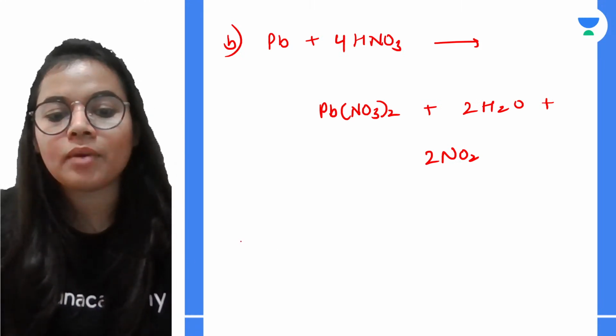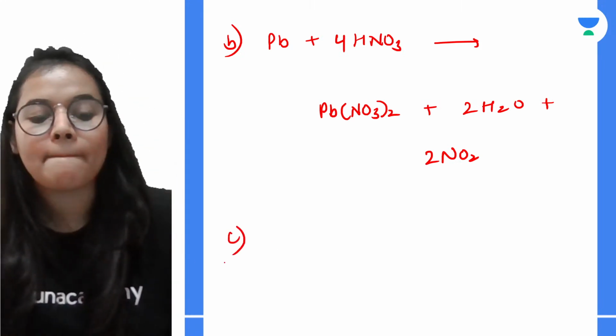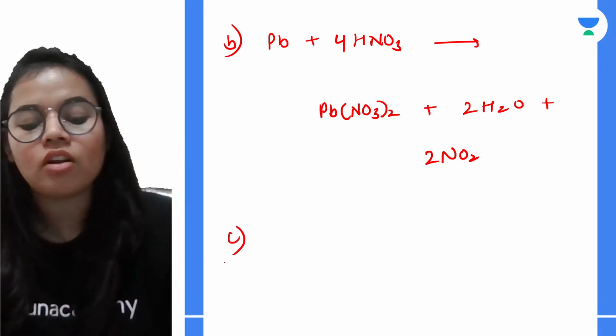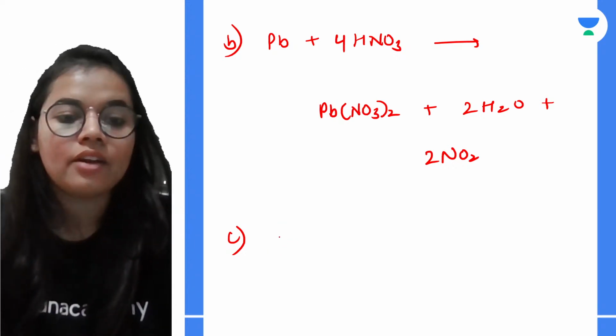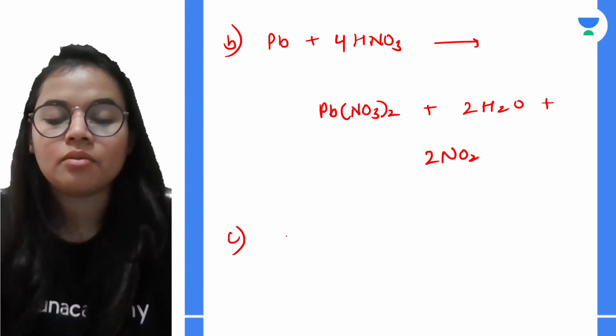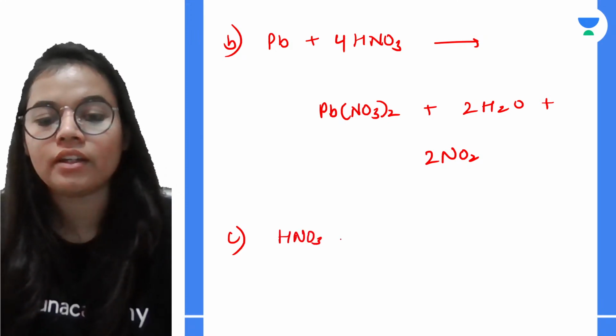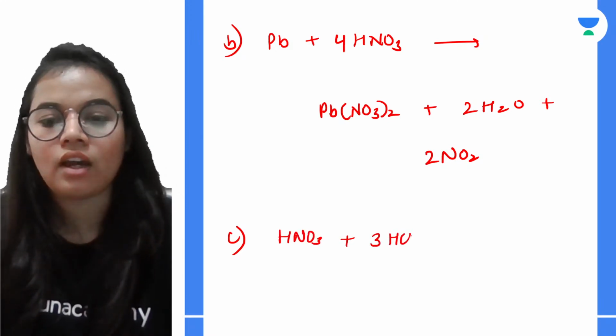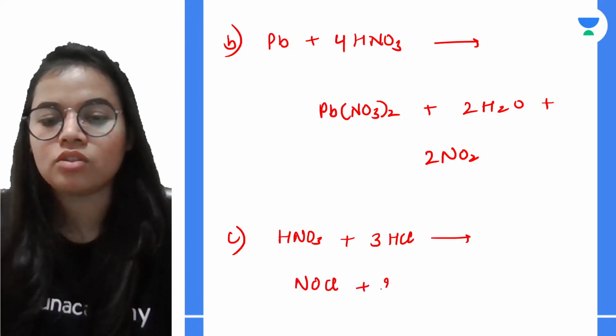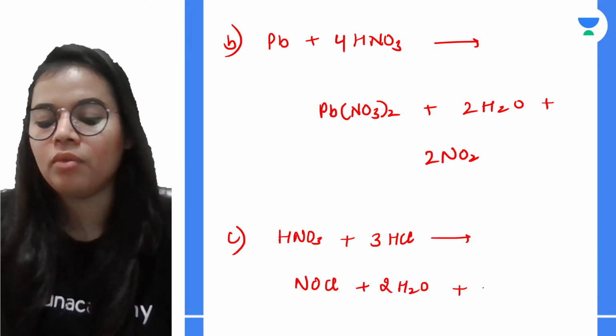And the next one is aqua regia. What is aqua regia, by the way? So it is a mixture of nitric acid and hydrochloric acid in the ratio 1:3. So how do we get it? Nitric acid, the hydrochloric acid, and we get the aqua regia, which is used to dissolve the noble metals.